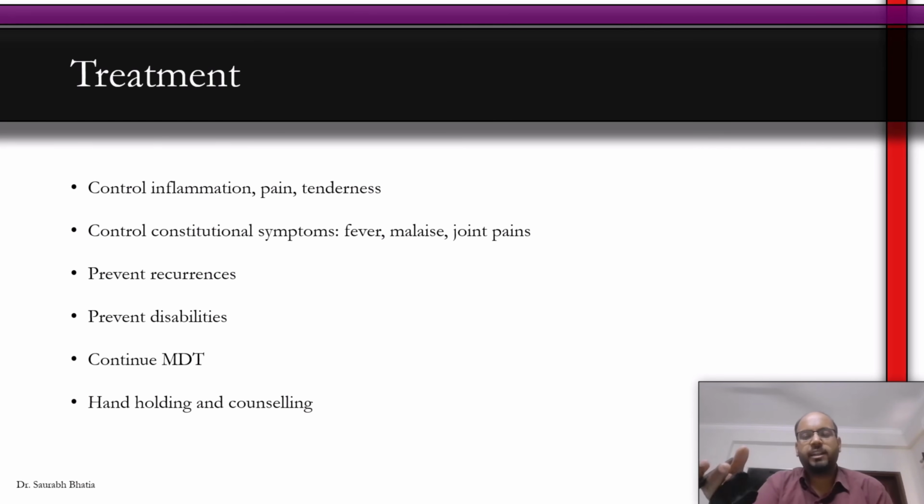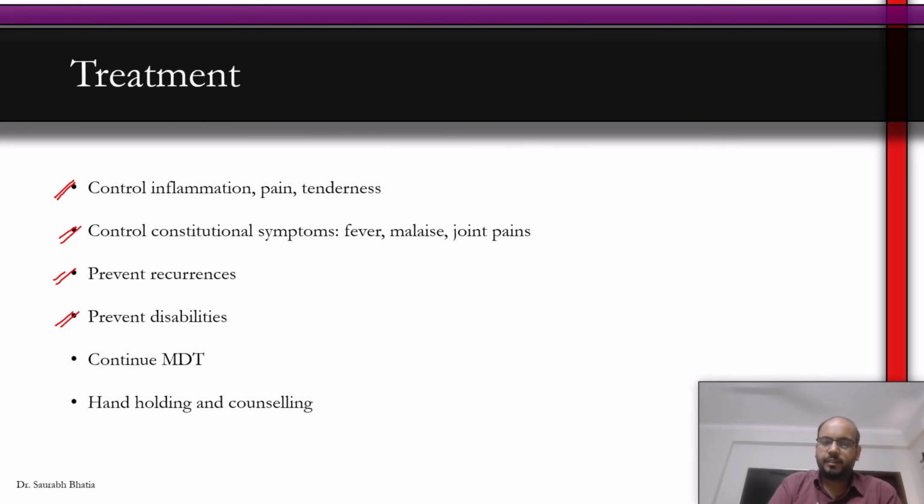Remember, you have to manage it effectively and quickly. So whatever works for the patient is okay for the patient. You go for it. The major motive is that you have to control inflammation, pain, and tenderness. You have to control constitutional symptoms like fever, malaise, and joint pains and other involvement. Prevent recurrence of ENL. Remember, recurring ENL can cause a lot of deformities and disabilities.